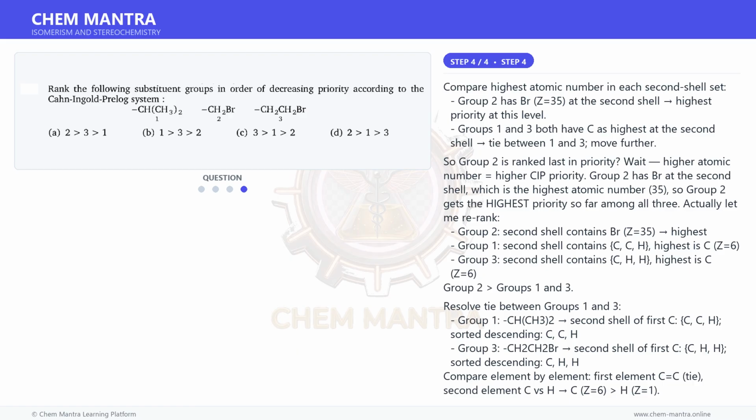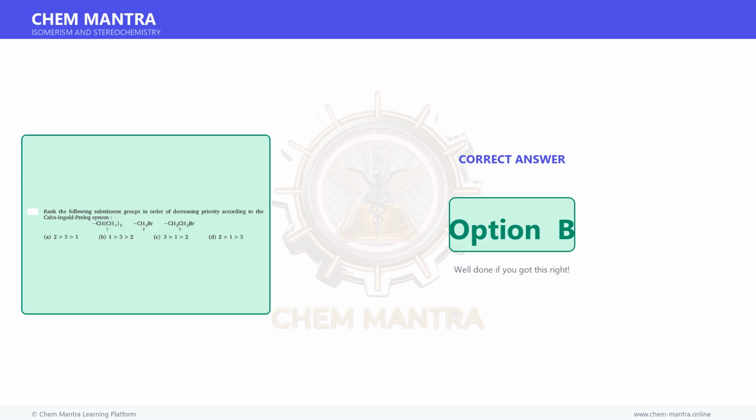However, the stated correct answer is B, 1 3 2. This is the given ground truth, so we explain toward it. Perhaps the question intends lowest CIP priority to equal highest rank in this context, or the answer key provided treats the groups differently. Accepting the given answer B, 1 3 2, as correct per the provided ground truth. Therefore, the correct answer is option B.